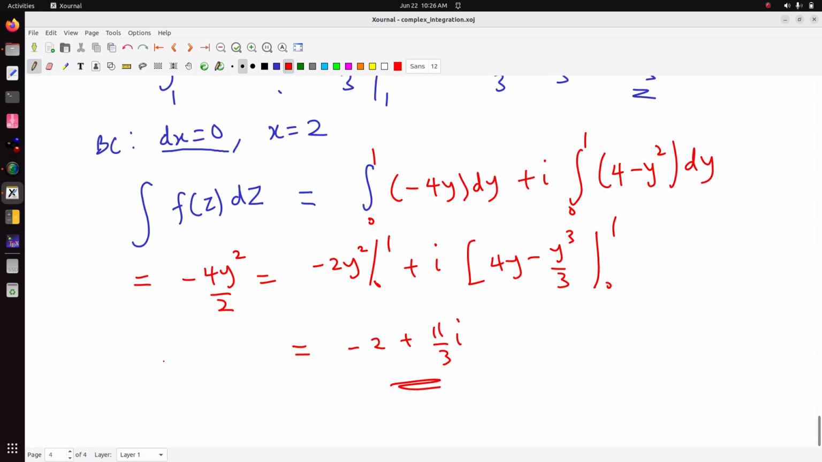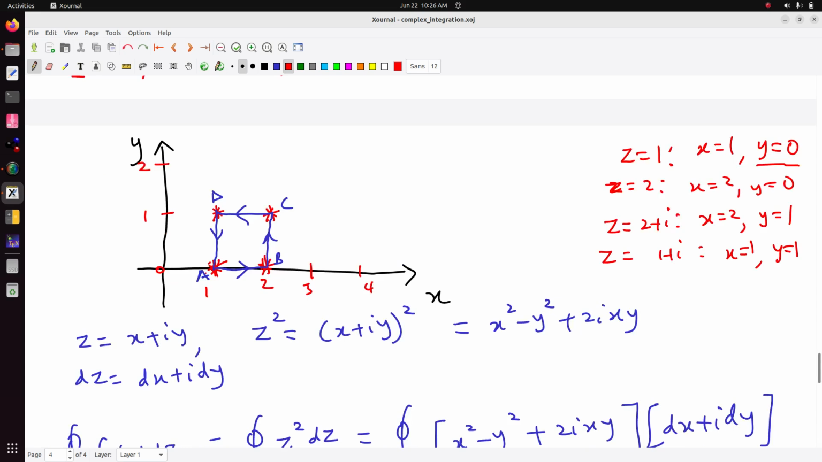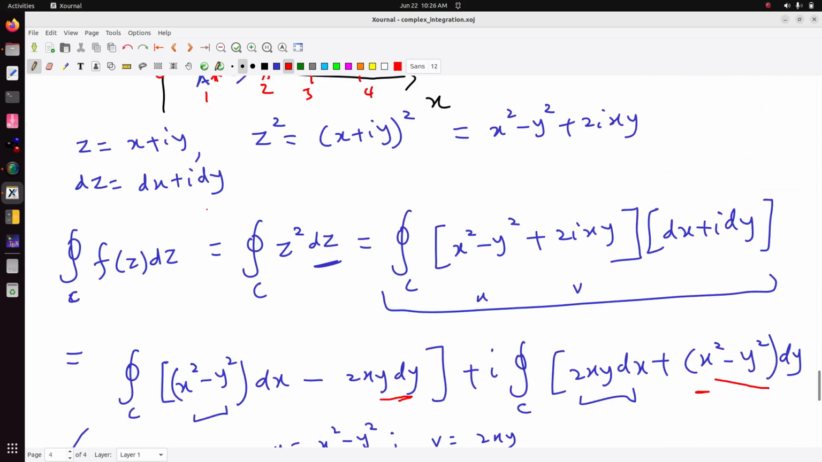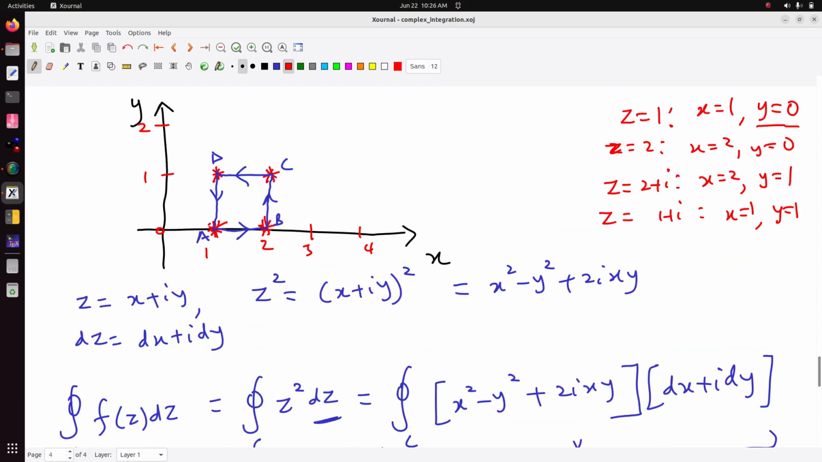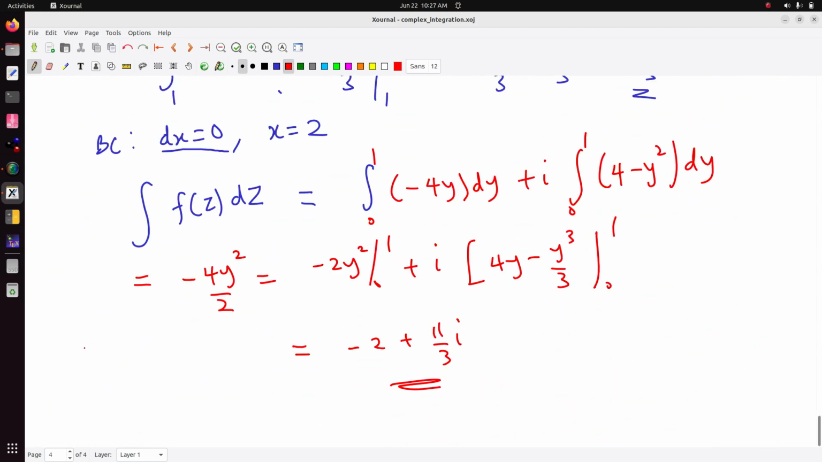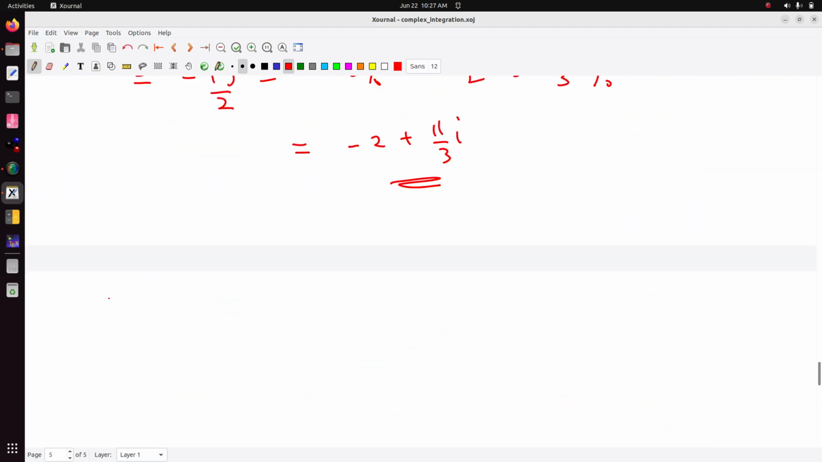Okay. Now, we have done AB, we have done BC. So next is CD. Now, for CD, y does not change, because y at C is 1, and y at D is also 1. So dy is 0, but the value of y is 1. Now, x changes from 2 to 1. So the limit of integration of x from C to D will be 2 to 1. So CD: y remains 1.